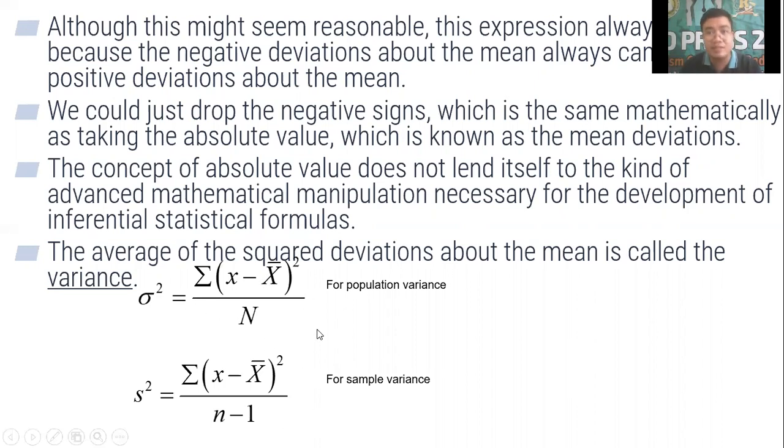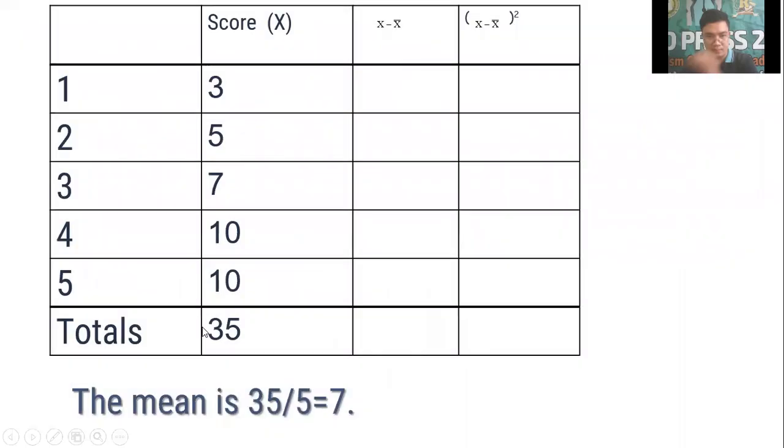You can drop the negative sign and make it positive. The concept of absolute value does not lend itself to the kind of advanced mathematical manipulation necessary for the development of inferential statistical formula. For the case of this problem, you can drop the negative sign, okay? And the average of the square deviations about the mean is called, again, the variance.